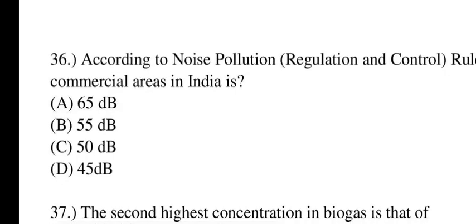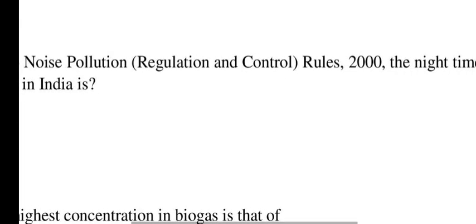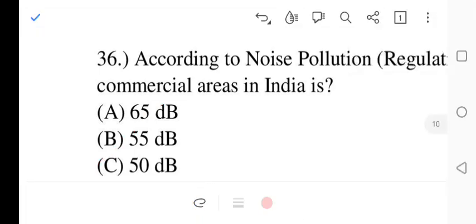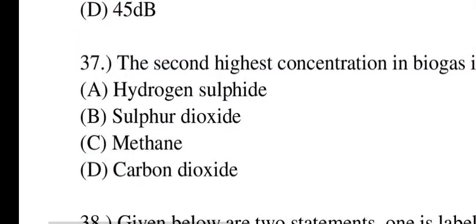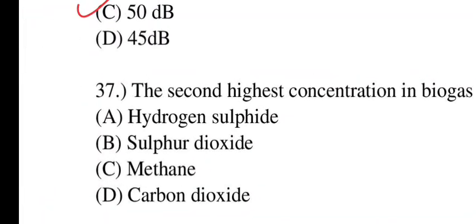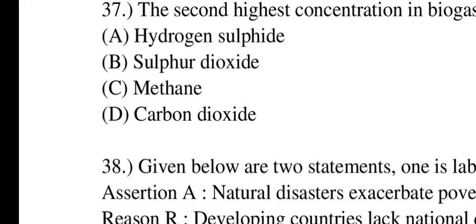Moving on, number 36 says, according to Noise Pollution Regulation and Control Rules 2000, the night-time noise standard for commercial areas in India is what? 65 decibel, 55 decibel, 50 decibel, 45 decibel. 36B, 55 decibel will be correct. 37 says the second highest concentration in biogas is that of what? ABCD. A, hydrogen sulfide. B, sulfur dioxide. C, methane. D, carbon dioxide. 37, D will be correct, carbon dioxide.